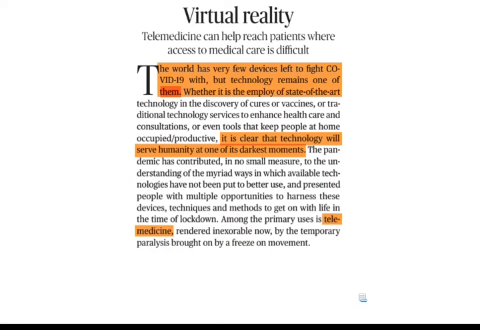Now the next news is telemedicine. Recently the government has eased the restrictions on telemedicine, because this editorial talks about a very important point. The point is that technology will serve humanity at one of its darkest moments. COVID-19 is one of the darkest moments of the world, and technology is again turning out to be a tool through which we are very actively fighting against this problem. Now, the relevance of this quote, that technology will serve humanity at one of its darkest moments, can also be a UPSC question.